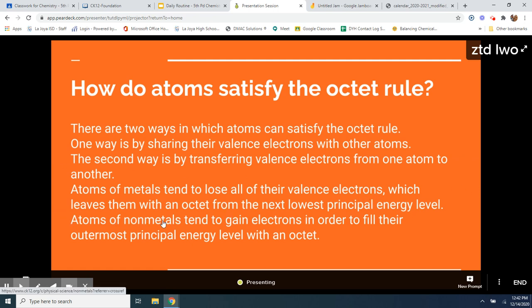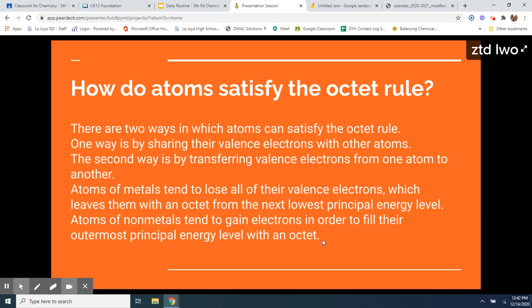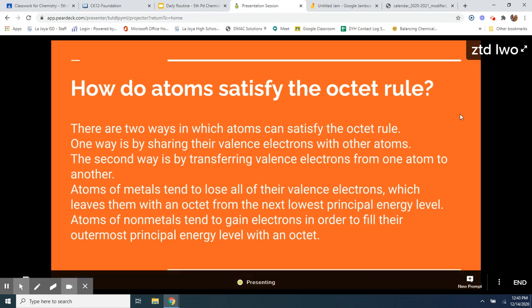Nonmetals. Atoms of nonmetals tend to gain electrons in order to fill their outermost principal energy level with an octet. So metals have a tendency to lose. Nonmetals will have a tendency to gain in order to make an octet.